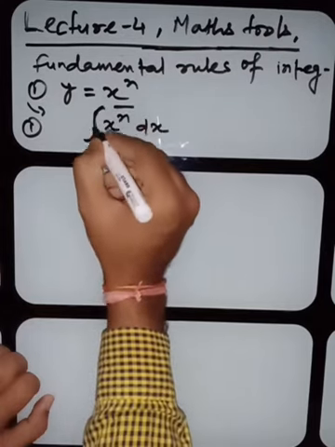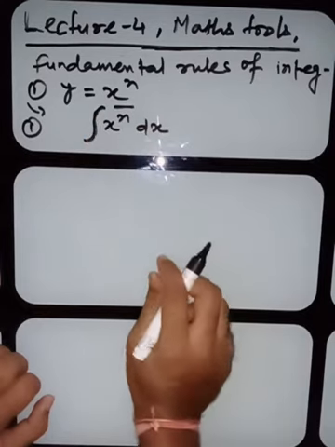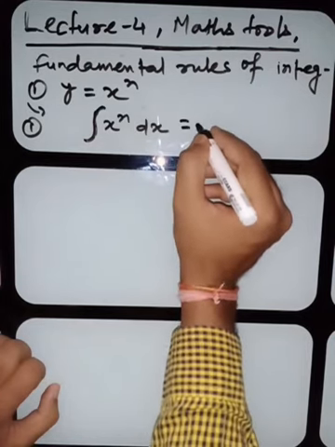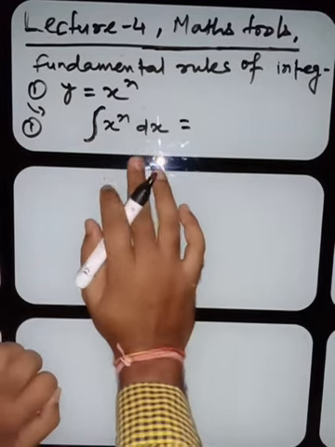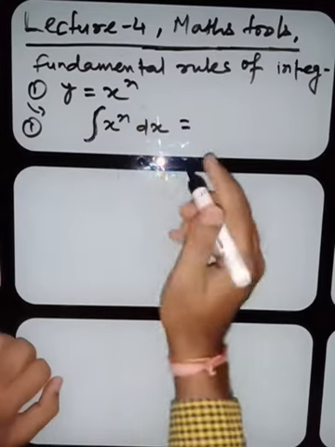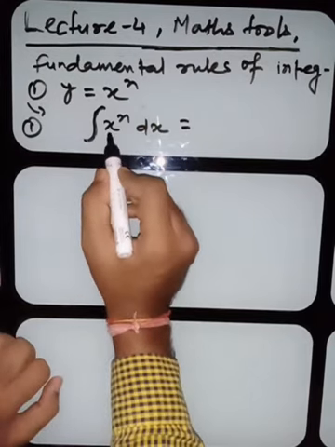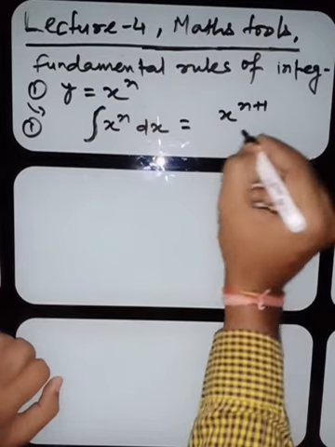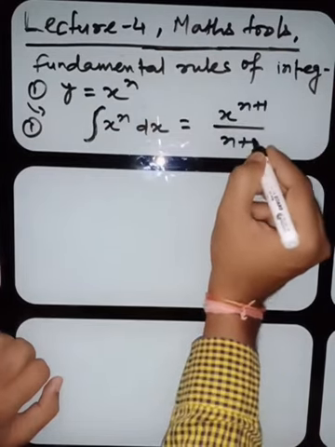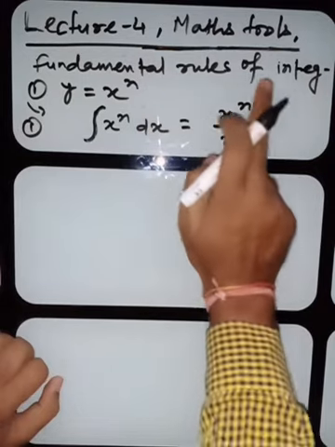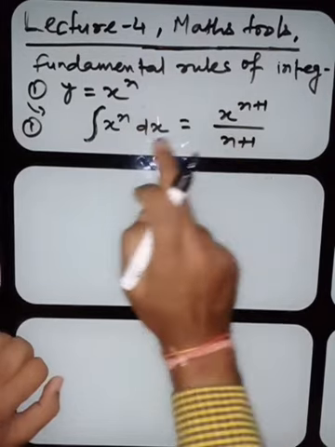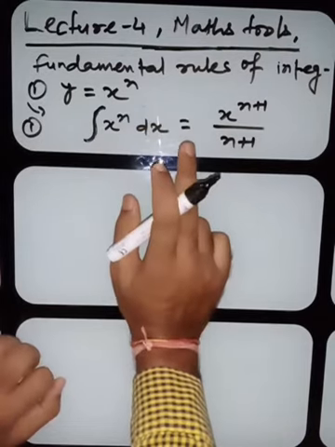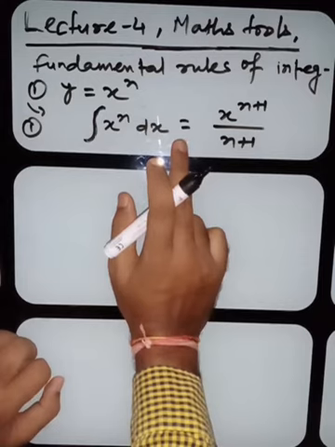This is the operator, the curve S, or the snake. What will be the answer? This is the first rule, the formula you have to remember. The integration of x to the power n dx, the answer will be x to the power n plus 1 divided by n plus 1. My dear students, if you differentiate this with respect to x, you will get x to the power n. I have told you, this is the reverse process of differentiation.